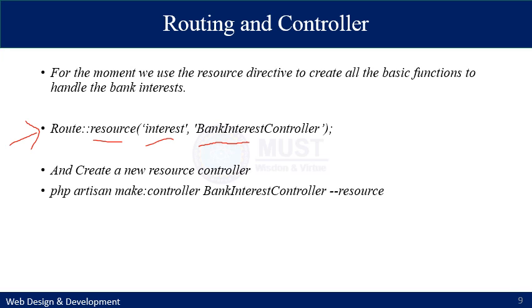So the next step is to create the new controller in the controllers directory. You can do it by writing the command php artisan make:controller, and the name of the controller is BankInterestController, and it will be a resource controller, which will be specified by the double hyphen resource attribute.